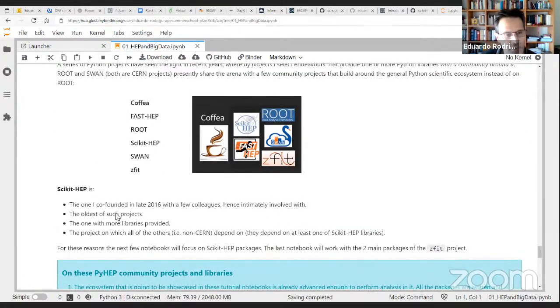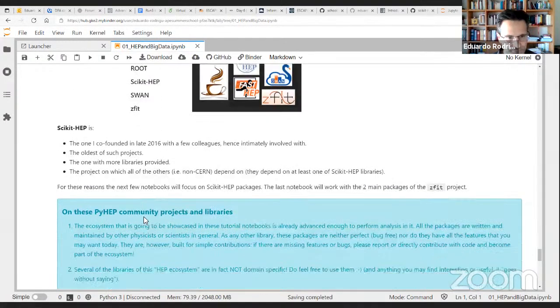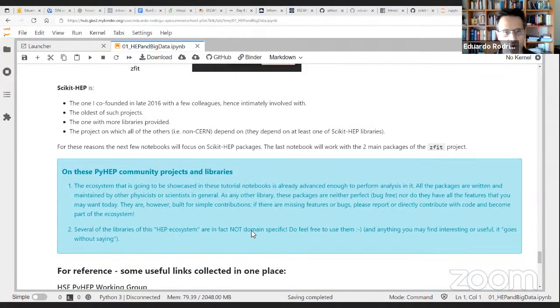So Scikit-HEP, I'm here first of all because I co-founded it a few years ago with a few colleagues. It's also the oldest one, and it is also the bigger of the projects in terms of the number of libraries that it provides. And I should again stress that these are not domain specific, but many of them are completely generic. For example, histogramming, and you will see that. All right, so that's what I really wanted to say.